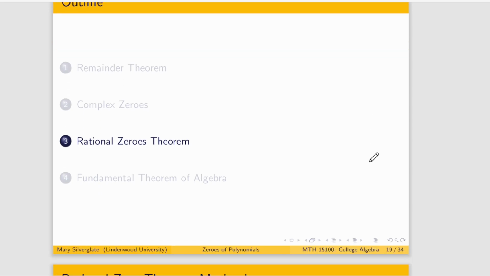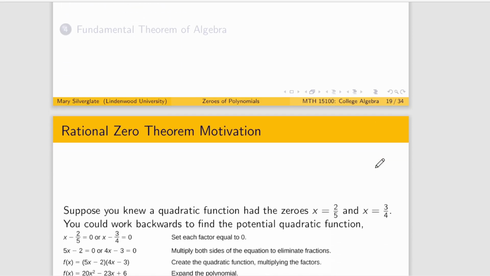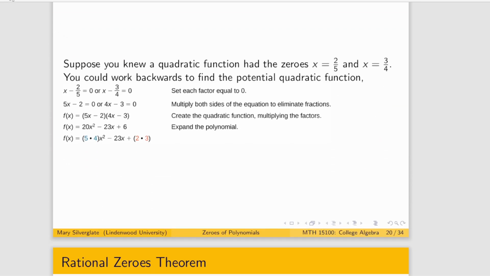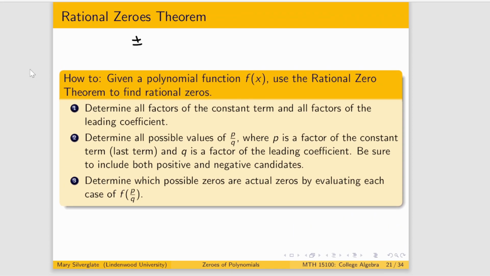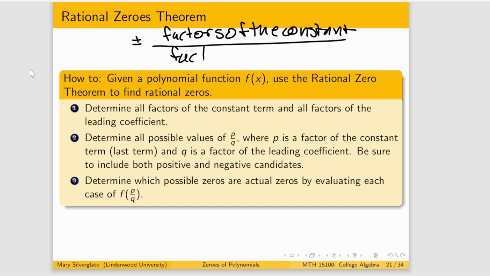Oftentimes you're not necessarily given the zeros though. You might have to do a little bit of work to find them. And there's a very nice rational zeros theorem that allows us to narrow down our potential zeros of any sort of polynomial. This is a small proof about why it works, but the short of it is that you do plus or minus all the factors of the constant divided by all the factors of the leading coefficient.